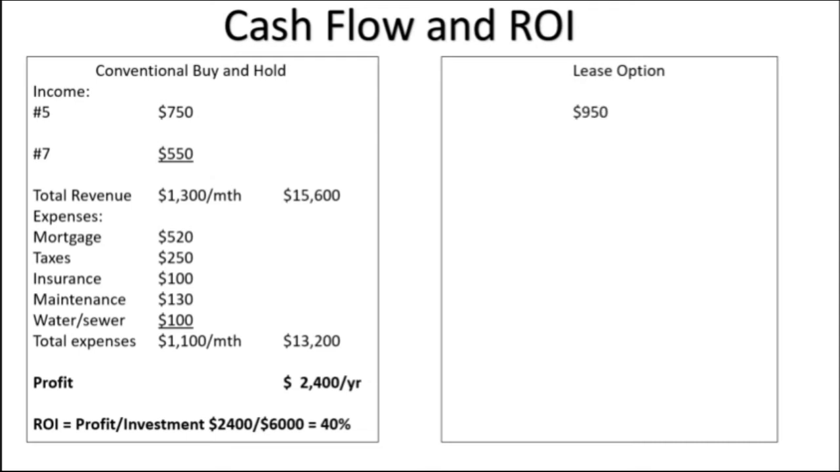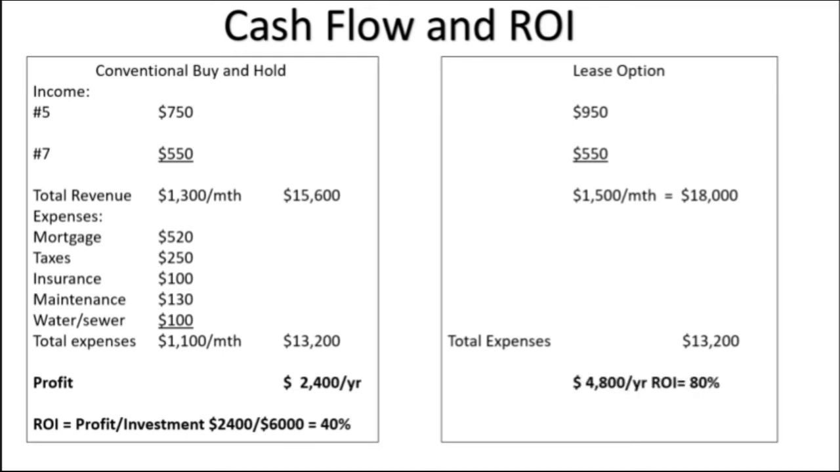With the lease option, we're able to increase the rent on the one side of the building to above market rent. So we were going to charge them $950 a month, can still only charge $550 to the other side, but now our total revenue has climbed up to $18,000. We have the exact same expenses as we had before, but now our profit is $4,800 per year, or 80% return. We also collected a very small deposit of just $2,000.